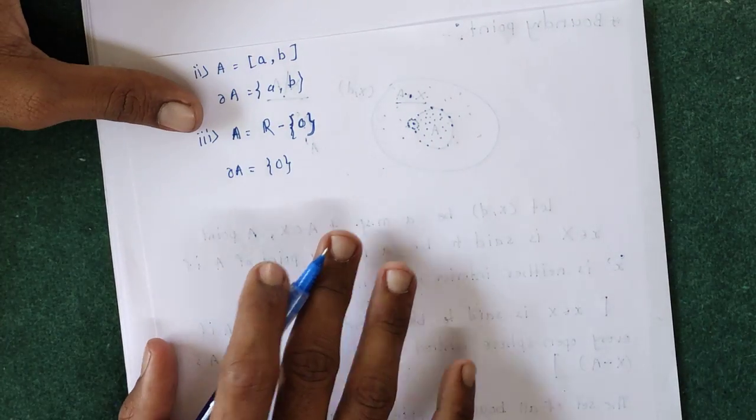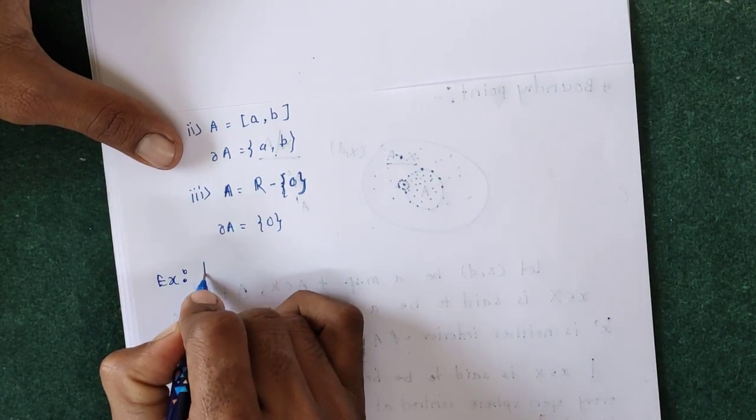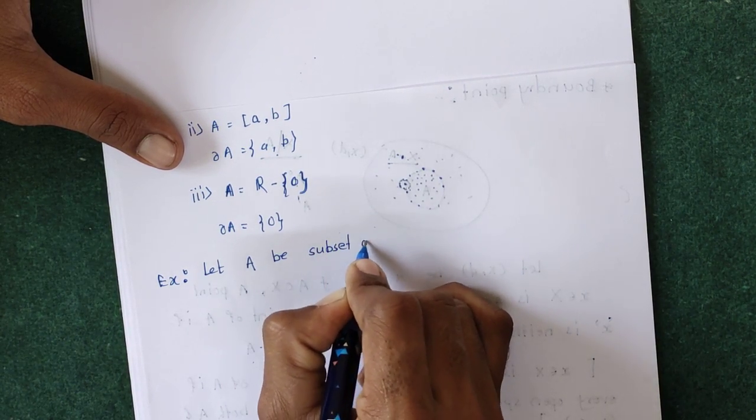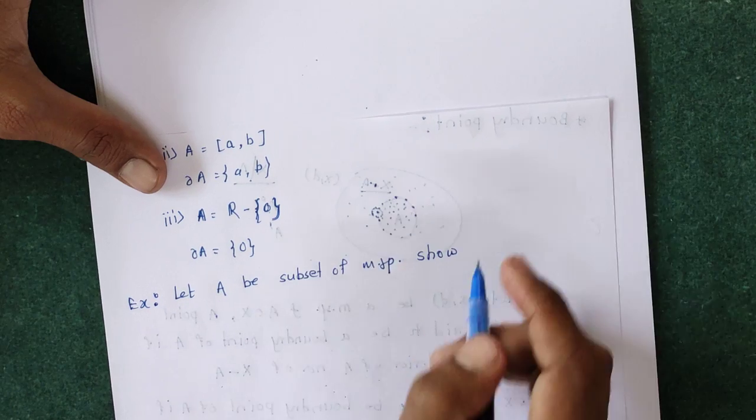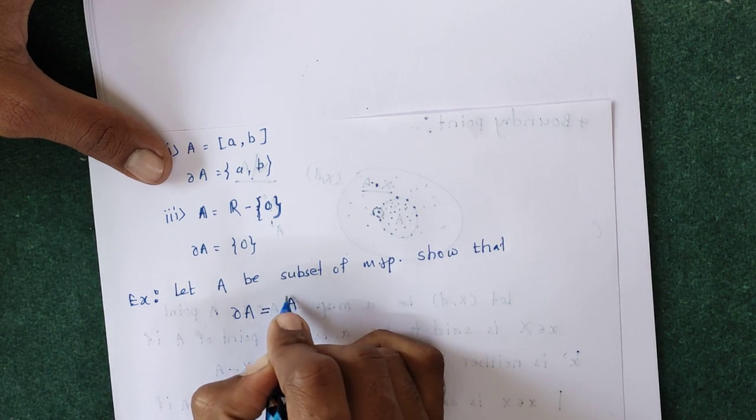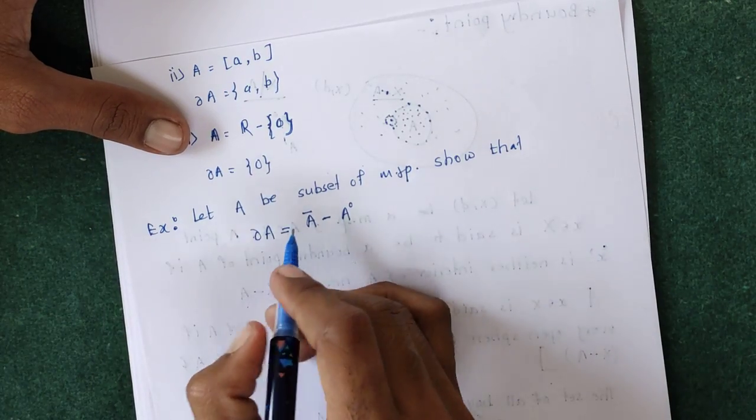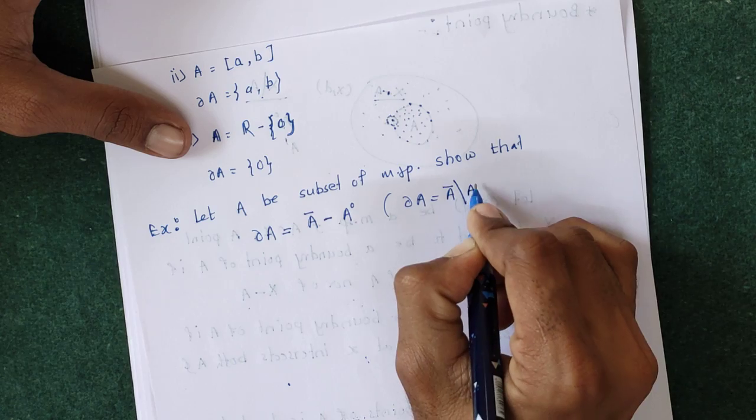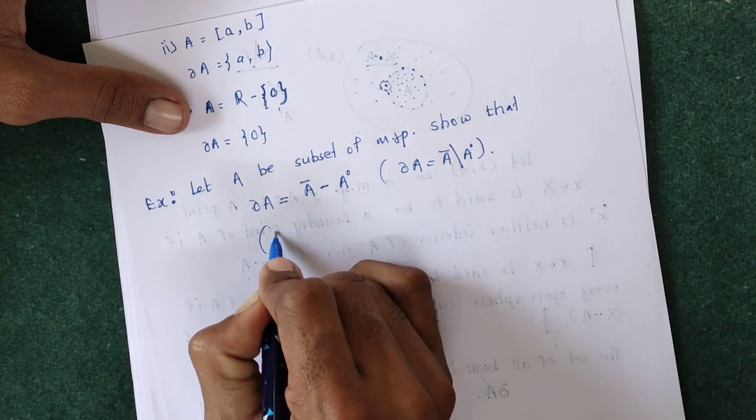Now the next example is the most important example, which is the standard definition of boundary points. Next example is, let A be a subset of a metric space (X, d) and show that ∂A, that is the boundary points of A, is equal to A closure minus A interior. Both the notations, A minus B, that is A closure minus A interior, are the same. So this is the standard definition.